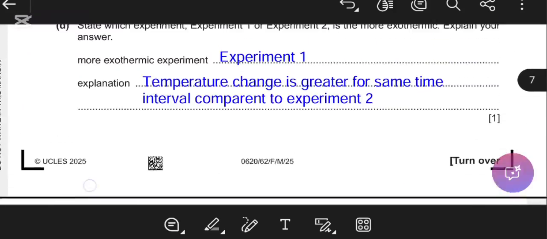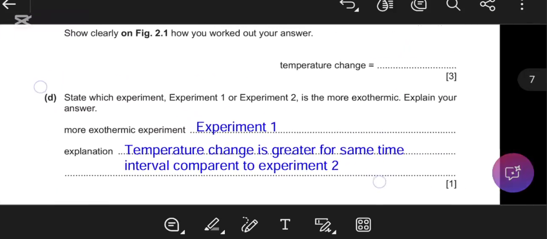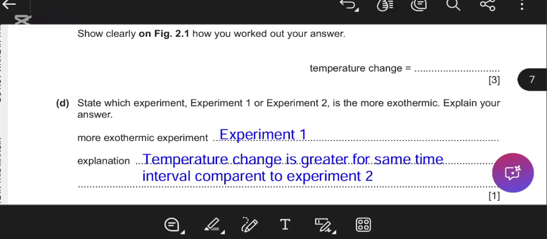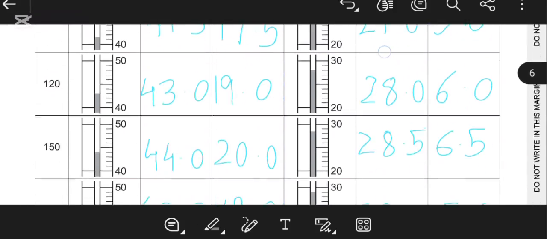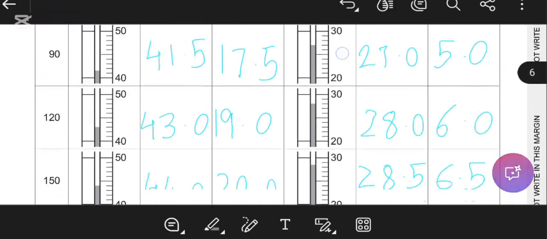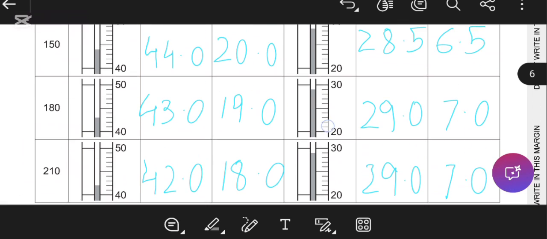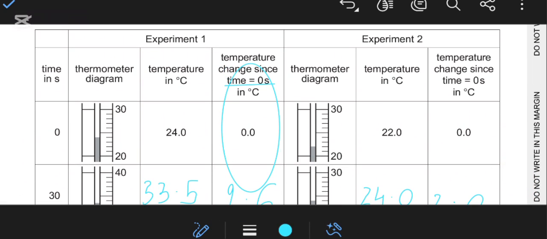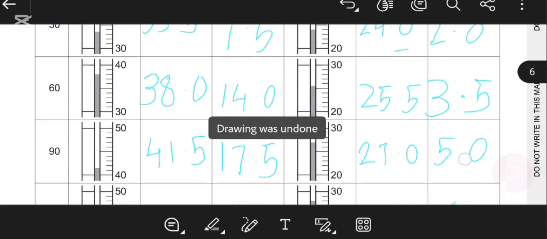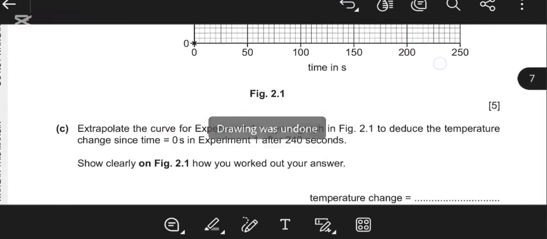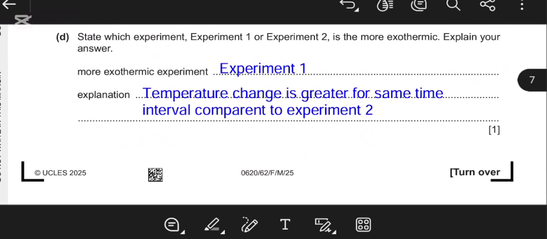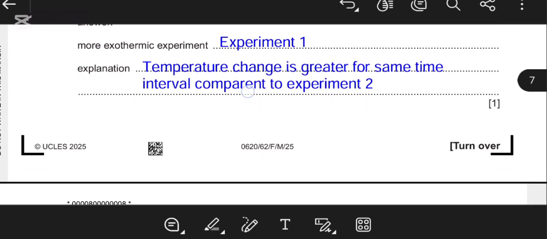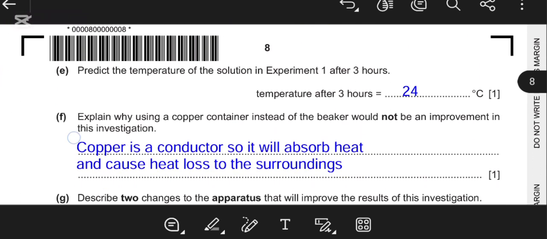Now moving on, state which experiment, 1 or 2, is more exothermic. Explain your answer. If you go back over here, you can see that for experiment 1, you have a greater change of temperature, and over here in this column you have a lesser change in temperature. So that's why the answer is experiment 1. Temperature change is greater for the same time interval compared to experiment 2.